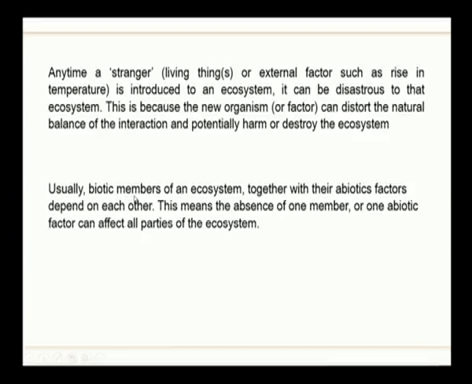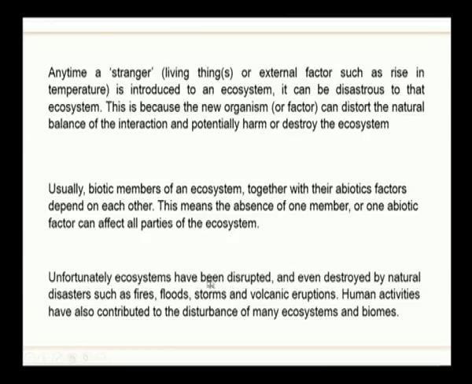So, usually biotic members of an ecosystem, together with the abiotic members, depend on each other. This means the absence of one biotic or abiotic factor can affect all parties of the ecosystem. So, what they are saying is, biotic factors are living things like plants, snails and water weeds, and abiotic factors such as the environment and the gases present around it, sun, solar radiation, everything comes under abiotic, non-living. So both are interconnected with each other, and even one cannot be neglected.